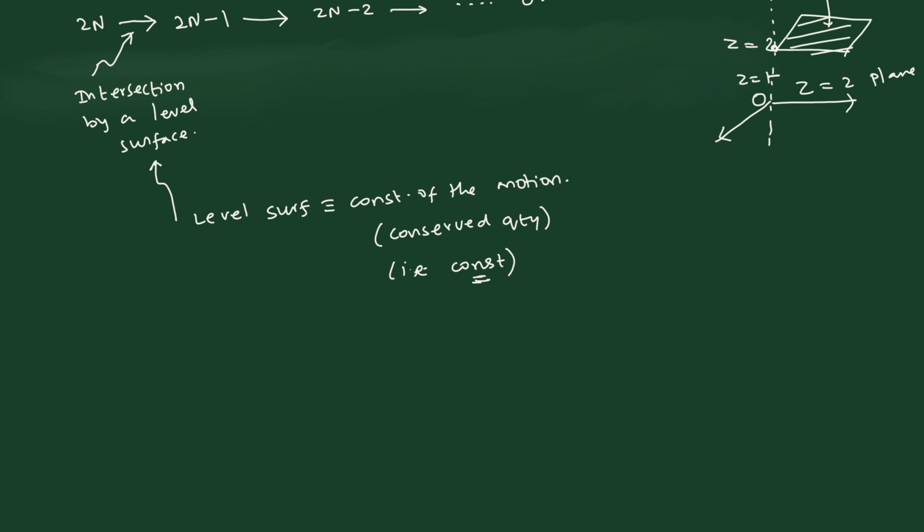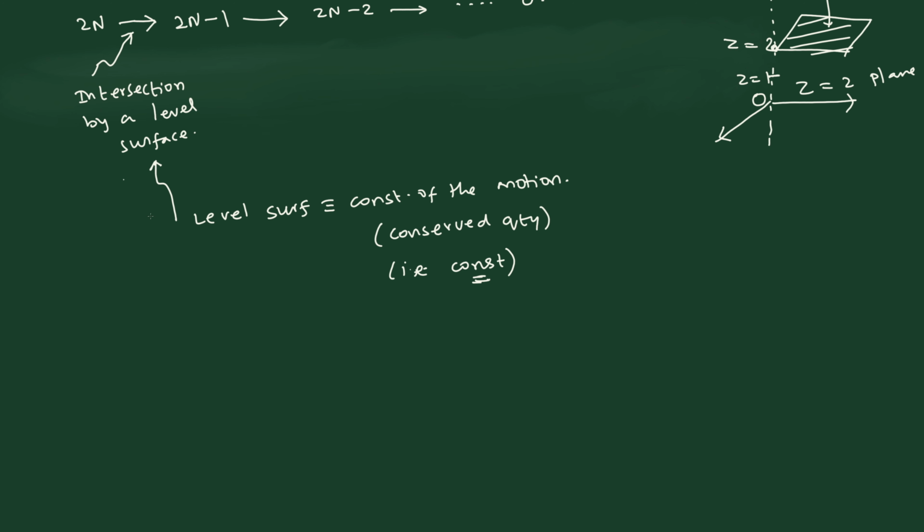And therefore it is now clear that our concept of the intersection of the planes is equivalent to determining or finding the constant of the motion for a given physical system. So this is the first point to be noted.